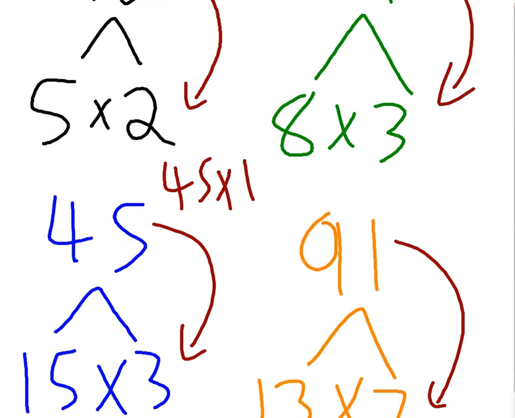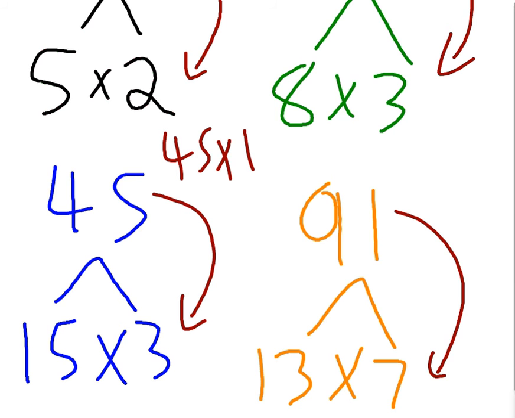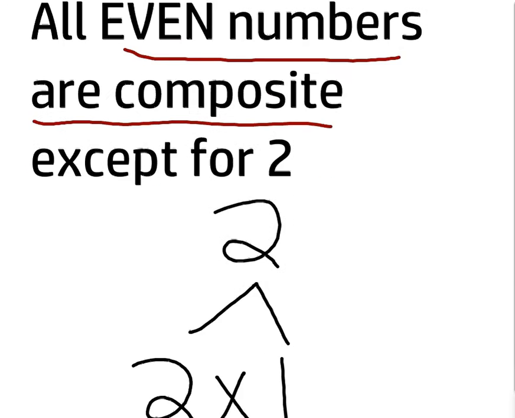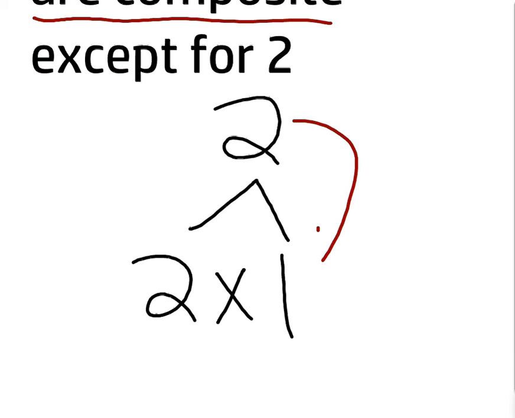I'll give you guys a second to get this down. So all even numbers have to be composite because they are divisible by 2, except for 2 because it only has 2 factors.